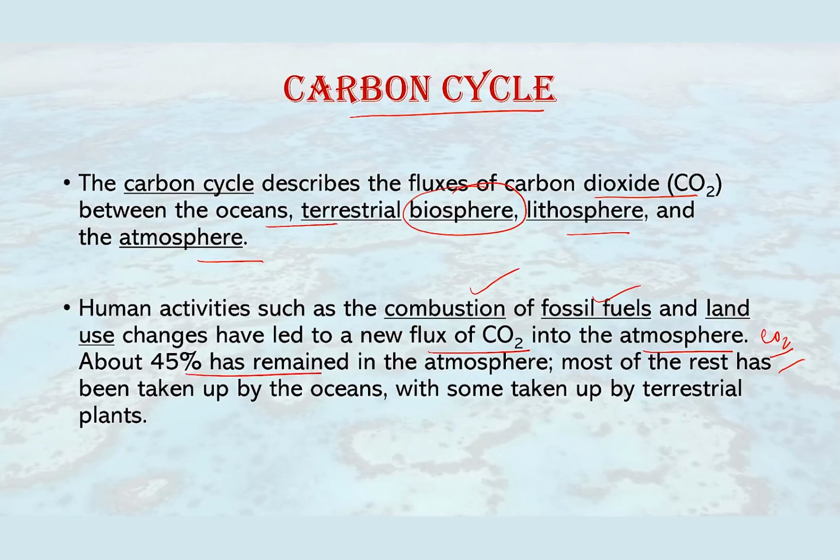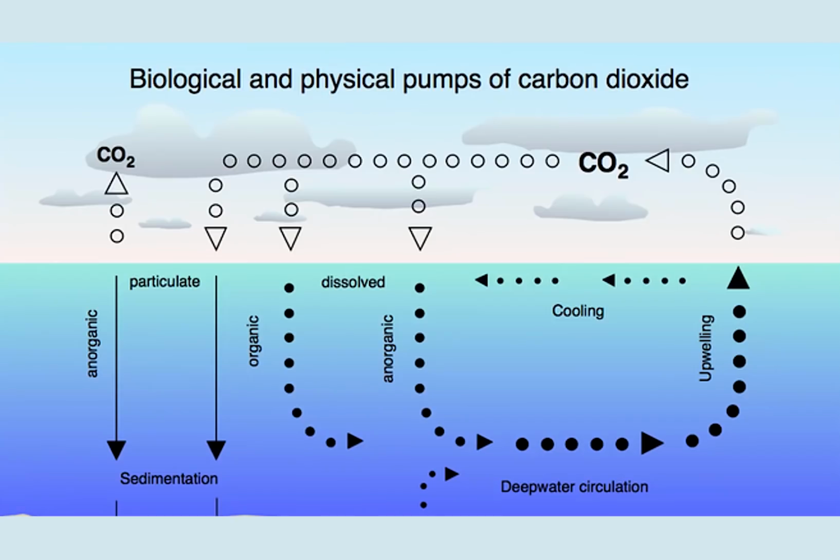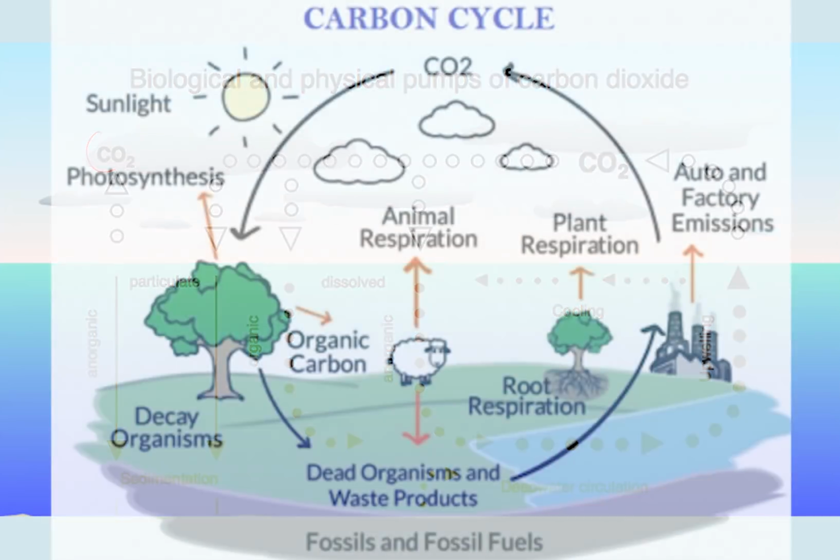About 45% has remained in the atmosphere. Most of the rest has been taken up by the ocean. So as the concentration of carbon dioxide increases in the atmosphere, the increasing amount is also absorbed by the oceans, with some taken up by terrestrial plants. The carbon cycle involves both organic compounds, for example cellulose, and inorganic carbon compounds such as carbon dioxide, carbonate ion and bicarbonate ion.